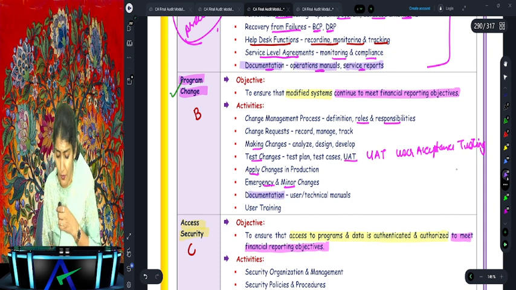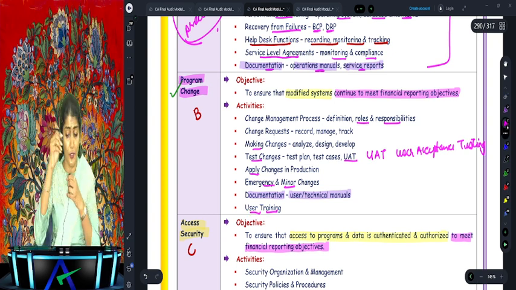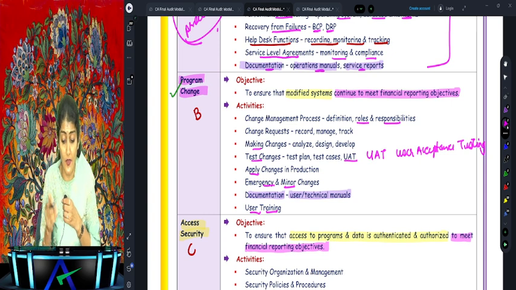Here also the documentation of the user and the technical manual. And then whatever changes you've made, do you need to give the training to your employees regarding the new systems, the changes that you have made? Yes. Right, so this is the program change.